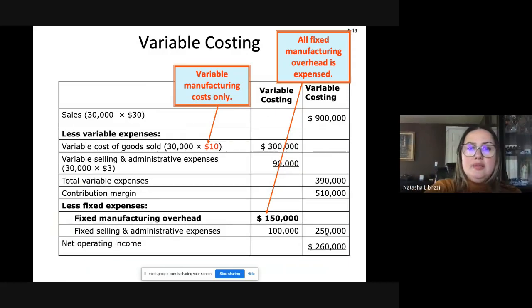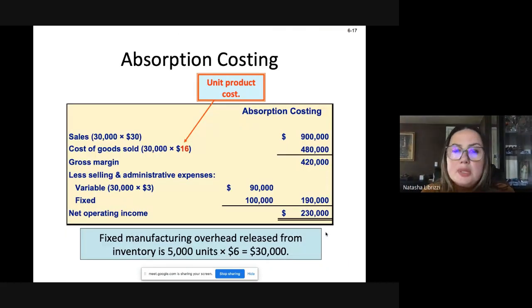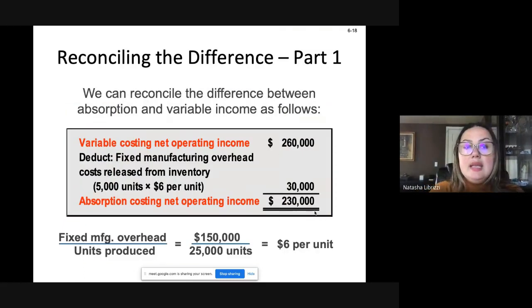That is net operating income under variable costing. Now, under absorption costing, we're back to using $16, because remember that 150,000 divided by 25,000 units produced, not sold, produced that year, would be included in cost of goods sold. And my net operating income this year, sales minus cost of goods sold minus my period cost, equals 230,000.